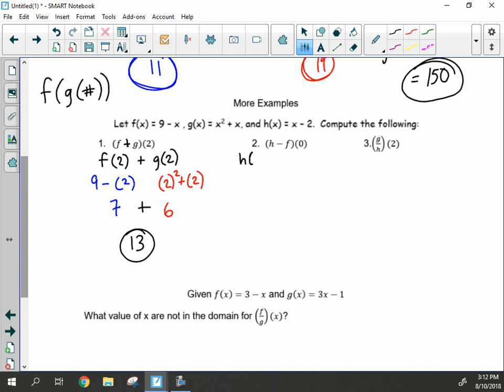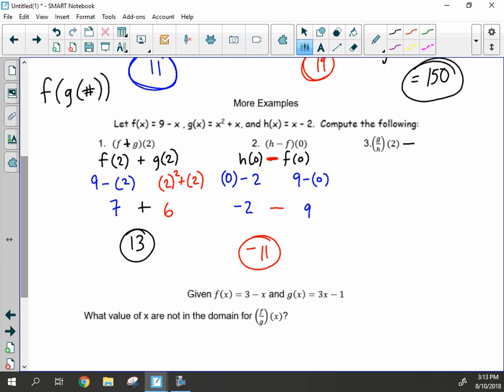Again, h of 0 minus f of 0. So h would be 0 minus 2. So it's negative 2. F of 0 is 9 take away 0. So that's 9. And then the problem says subtract that. Negative 2 take away 9 is negative 11. That's our answer.